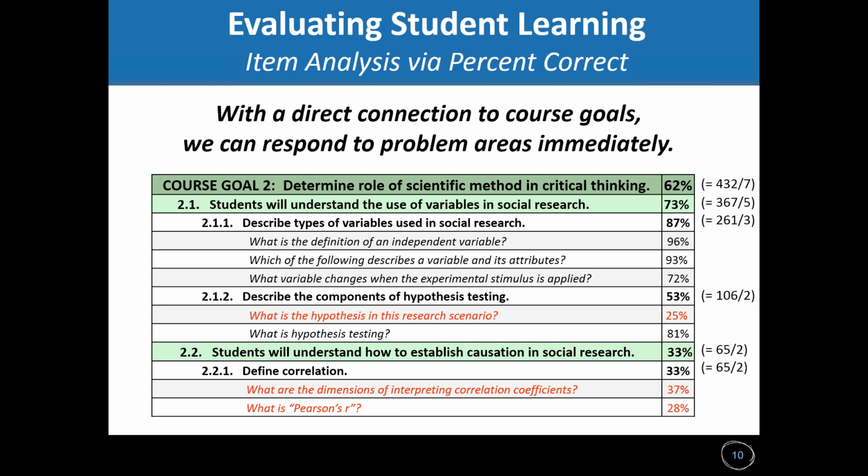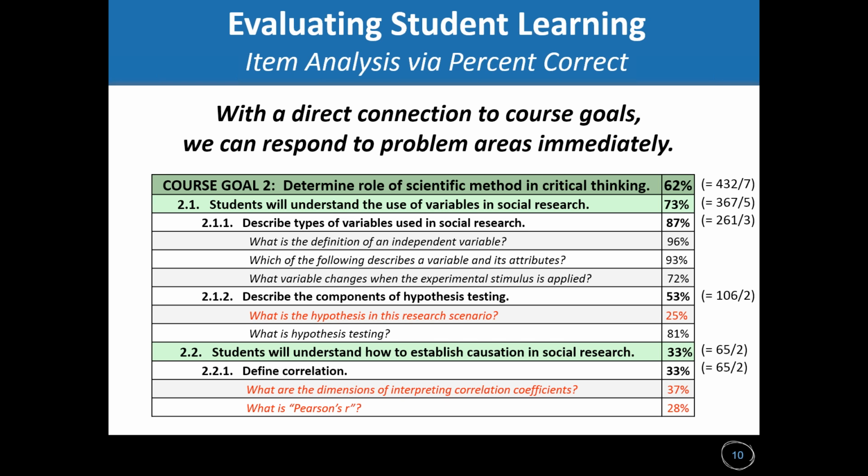If I wanted to find out what course goal 2 was, I'm going to have to look at all of the questions that are used to measure different aspects of course goal 2 and find an overall average for them. So what you'll see me do up here, to get this 62%, I'm going to have to add up 28%, 37%, 81%, 25%, 72%, 93%, and 96%. That's 7 different percentages, right? So 432 divided by 7, and now we've got a measure for our course goal.